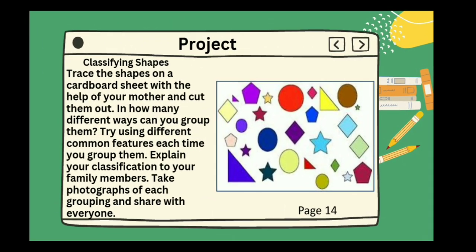Finally, here is a project for you, classifying shapes. Trace the shapes on a cardboard sheet with the help of your mother and cut them out. In how many different ways can you group them? Try using different common features each time you group them. Explain your classification to your family members. Take photographs of each grouping and share with everyone. So you can classify them in different ways and then you can take their photographs and share with me as well. And this project is given on page 14 of your book.